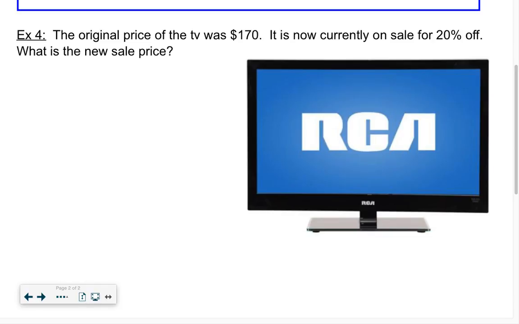The original price of the TV was $170. It is now currently on sale for 20% off. So what is the new sale price going to be?